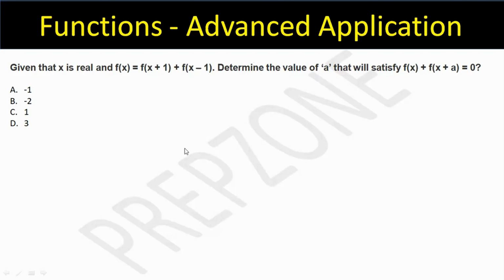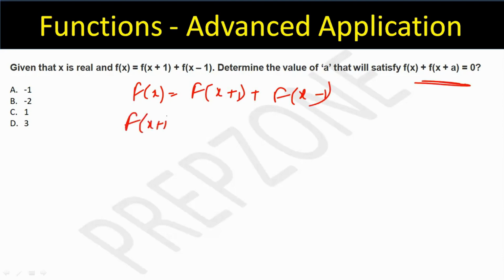Yes, let's solve. So see what is given to us. F of x is equal to f of x plus 1 plus f of x minus 1. So here you keep on iterating this until you basically get this pattern. So you put x equals to x plus 1. So f of x plus 1 is nothing but f of x plus 2 plus f of x, right? Correct. This is what it will be, right?